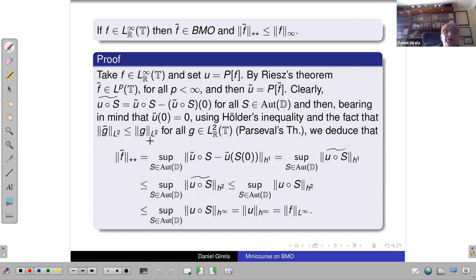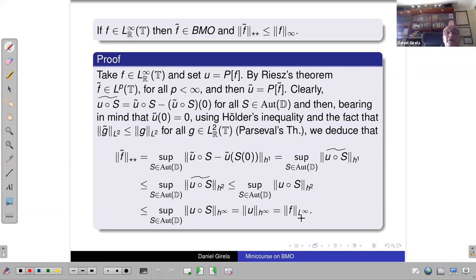So then we deduce easily that, well, this f double star, we use the characterization, which is the supremum of this H1 norm of this. But since this is zero, we can forget this. So this is the supremum of this. And then here I simply use that the H1 norm is smaller than the H2 norm. And here I use the Parseval theorem, that the conjugation operator is an isometry in H2. And of course, the H2 norm is smaller than the H infinity norm. So we go from this to this. But the H infinity norm of u of this composition is just the L infinity norm of u.